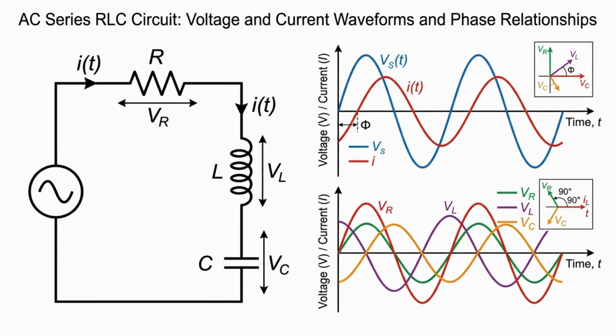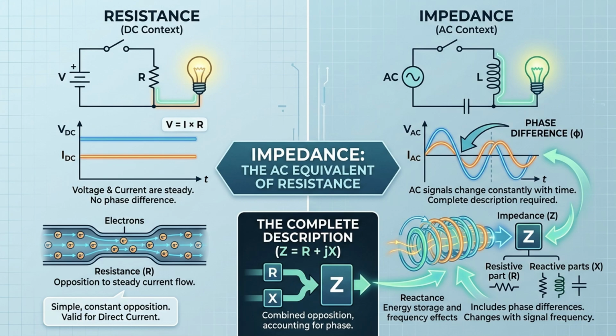In DC circuits, resistance is usually enough to explain how current flows. But in AC circuits, voltage and current can shift in time, making circuit behavior much more complex. In this lesson, we'll learn impedance, the concept that allows engineers to describe resistance, capacitance, inductance, and phase behavior using a single framework. Impedance is the AC equivalent of resistance.